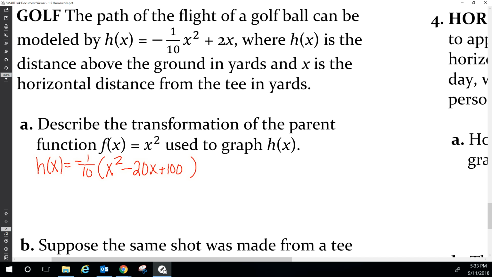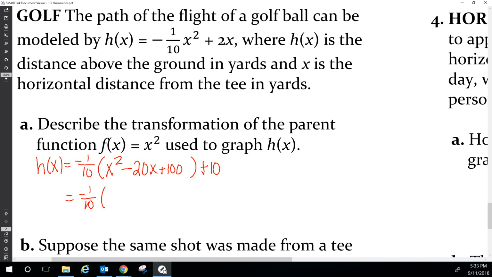So we've got 100 that we're putting in here, but remember, it's not really 100 because it's also multiplied by this negative 1/10. So if I put 100 here, it's really negative 1/10 of 100. So I really have to do this. So negative 1/10 of 100 would be negative 10. 100 divided by 10 is 10, and it's negative. So really what I did was I subtracted 10. I'm going to have to add 10 out here. All right, and then I've got my perfect square.